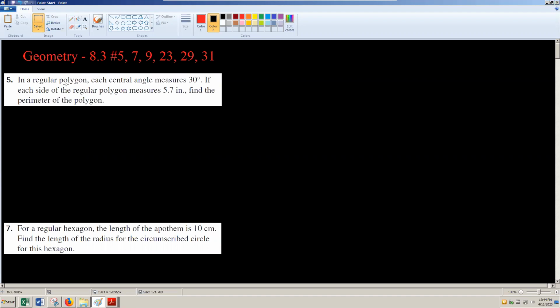The quintessential thing here is that we have a regular polygon and the central angle is 30 degrees. So I'm going to draw a squiggly circle thing to represent a polygon, but I don't know how many sides it has, and it would be very important for me to know that. That way I'm able to figure out what the perimeter is going to be, because I know each side length is the same since it's a regular polygon, and I know the central angle.